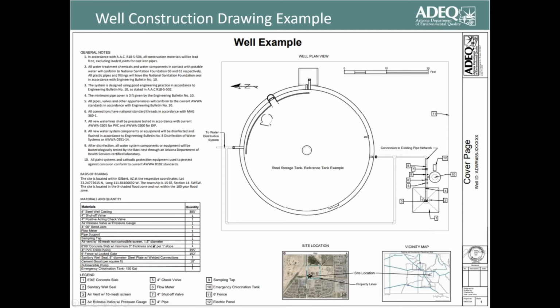And then, so that is good. It shows us what's included. We can look at these components and check them and ensure that it's being designed appropriately. We also look for that site location, which is here, and a vicinity map, just to give us a better idea where that project is located.